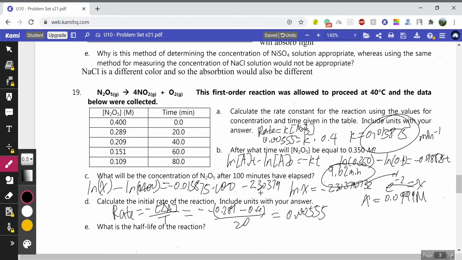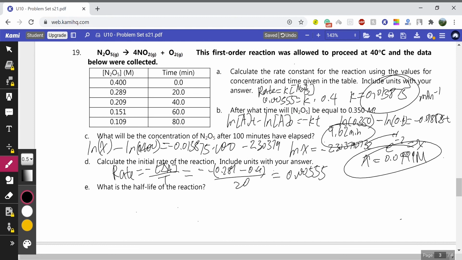We get x as 0.0999 molar. What is the half-life of the reaction? Alright, the half-life: T1/2 is equal to 0.693 over K, which is 0.013875, which will be 49.9 minutes, since our K is in minutes.